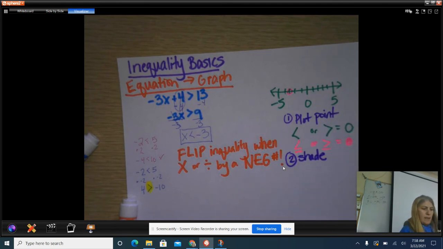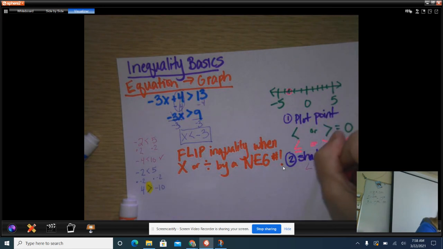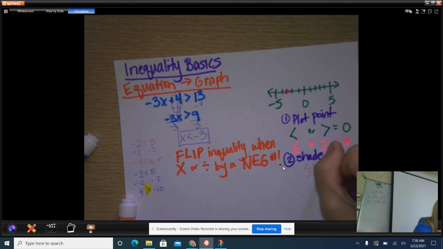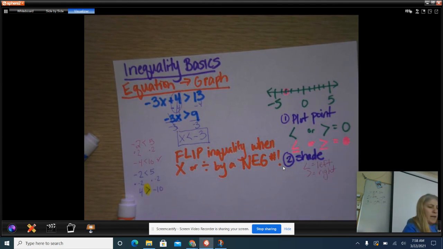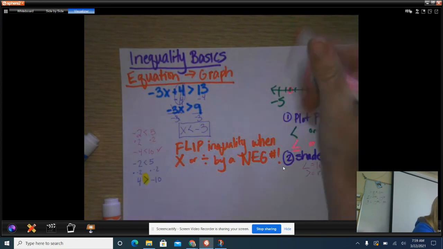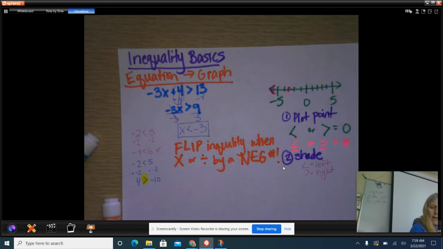So this is less than. We know less than is to the left, and it kind of looks like an L there. And then greater than is to the right. Another little trick that I've heard is if the x comes first, you're going to shade the side that looks like that arrow. So as you can see, that less than looks like this over here. So I would shade that in.